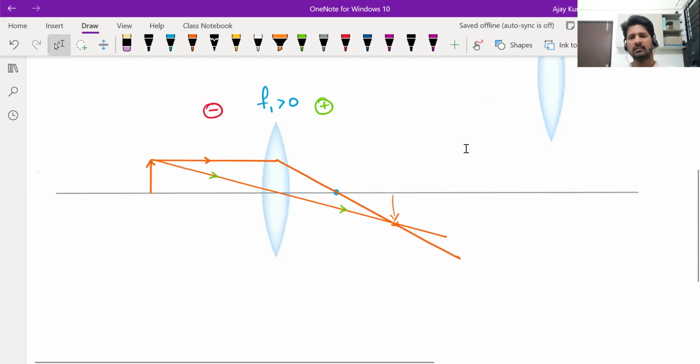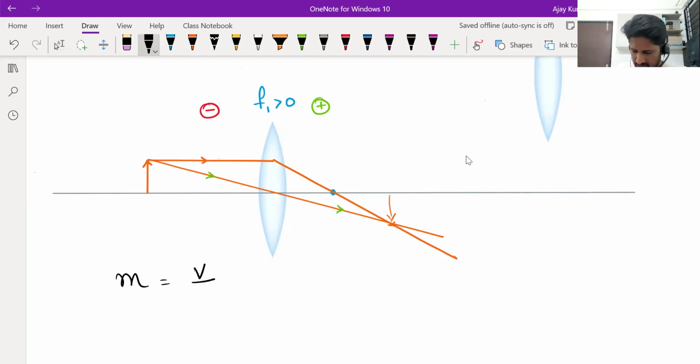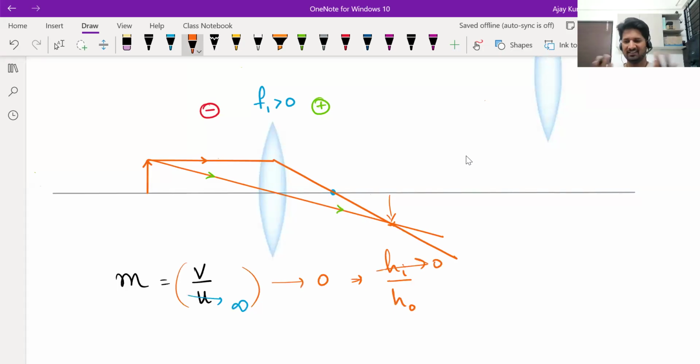And you are not supposed to notice the image also, because the magnification produced by a lens is v divided by u. If object distance tends to infinity, then magnification becomes 0. If magnification tends to 0, what is the basic definition of magnification? Height of image divided by height of object. Then if magnification tends to 0, height of image tends to 0. Then how will we write any equations? How will we derive anything?